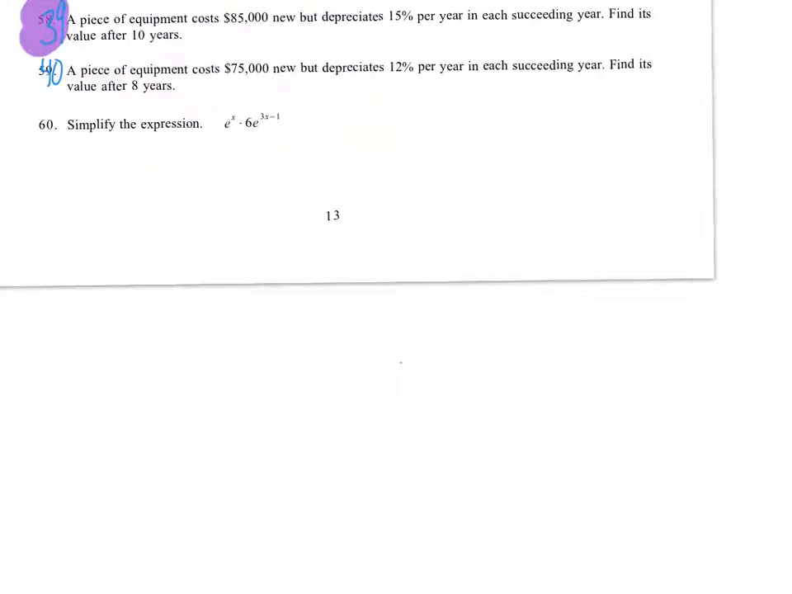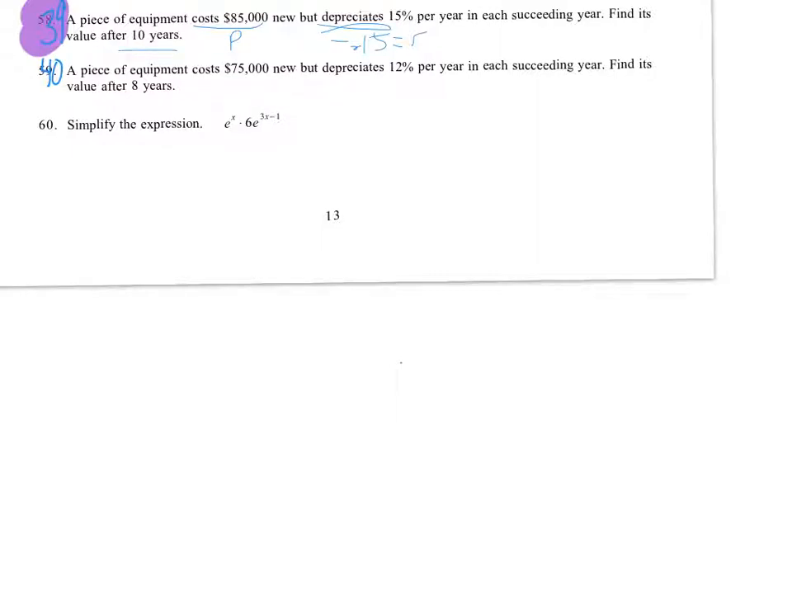For 58, we've got a piece of equipment. Oh, now we're dealing with depreciates. I think this is a good one for us to talk about. So it's depreciating. So costs $85,000 new. That's going to be our P, our investment. Depreciates, so negative 0.15 is equal to r. Find its value after 10 years.